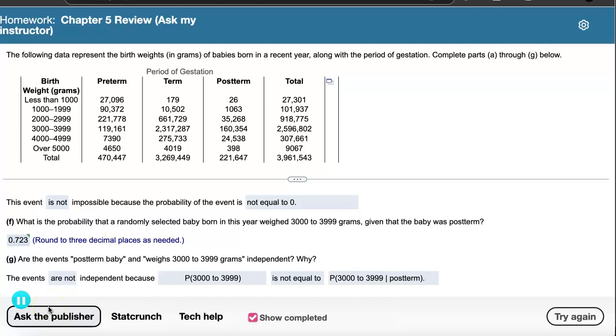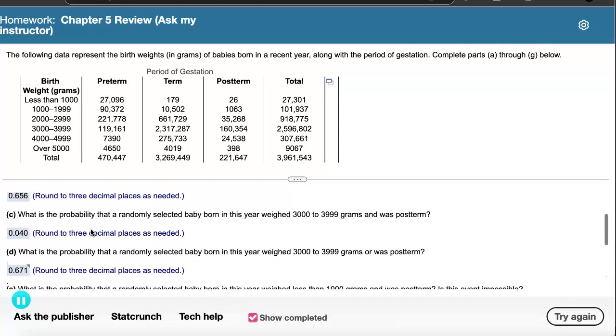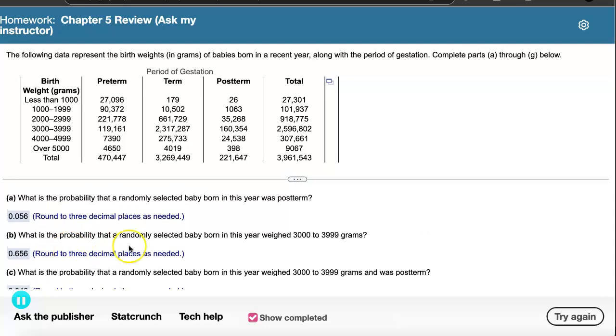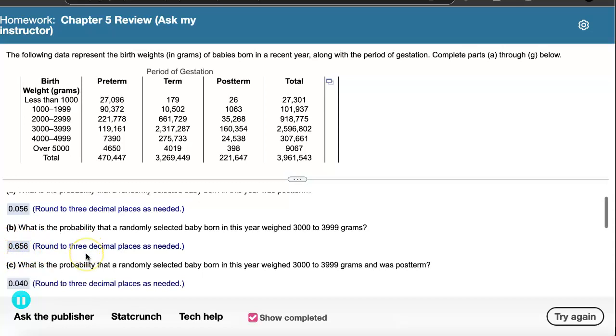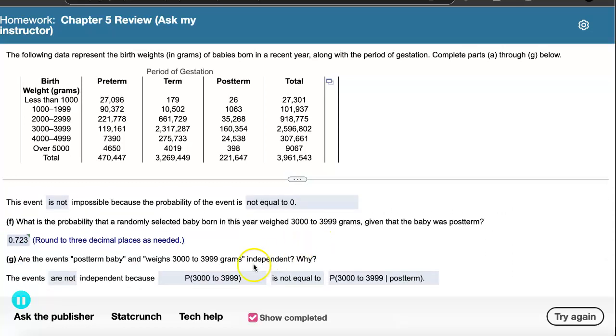If these two were independent, what we should see is that the two probabilities listed here would have been equal. But let's go back and look. Let's look at the probability that a baby just weighs in that weight category. We found that here in Part B to be about 0.656. However, when we looked at this condition, added that given the baby was post-term, we found the probability to be different. It's 0.723, and by definition, that means that these events, post-term baby and weighs in this weight category, are not independent events.